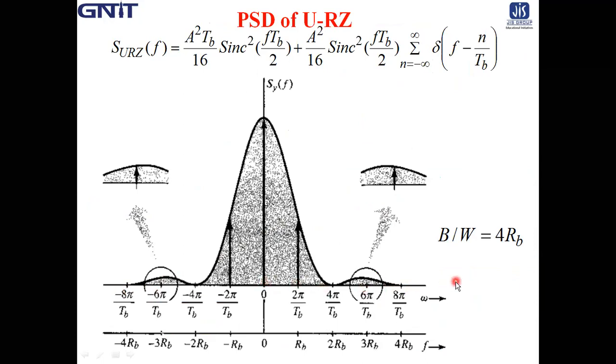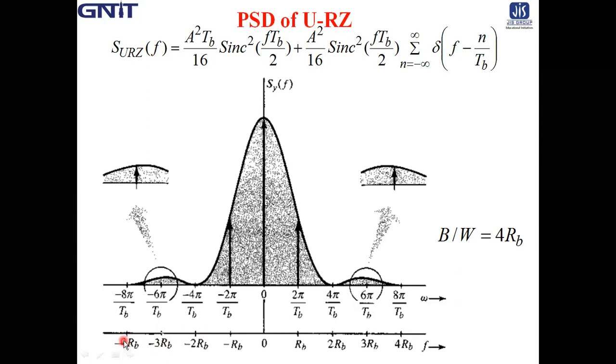Say this is an omega plane and this is 0. Now this is 2π/TB, 4π/TB, 6π/TB, 8π/TB. So it is RB, 2RB, 3RB and 4RB. And similarly here, minus RB, minus 2RB, minus 3RB, minus 4RB.